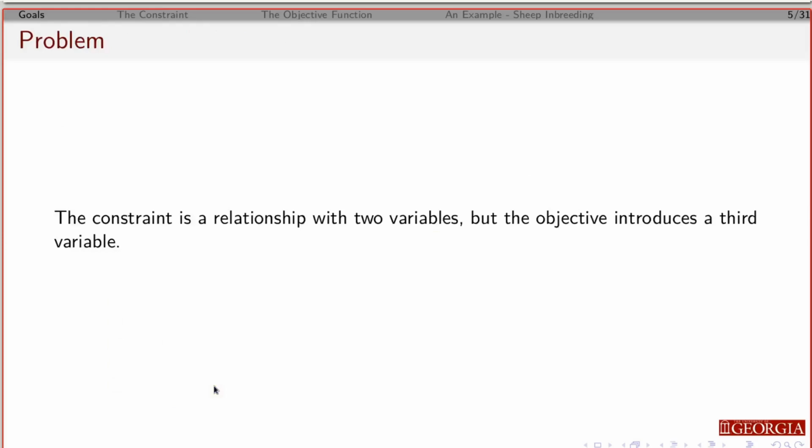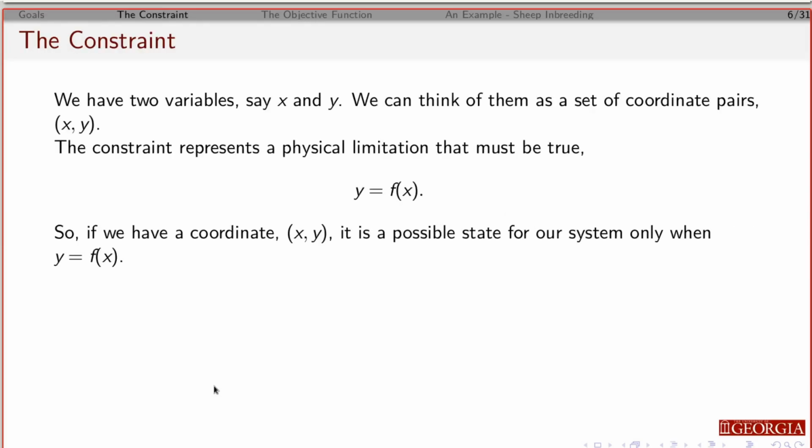Okay, so now there's a problem here. The discussion on the previous page, we just talked about three different things. We talked about the constraint, which is something that binds two variables together, but the objective brings in some new variable, like the cost or money or time or area, and that's going to depend on the other two variables. So there's three variables going on here, and we've got to figure out how do we talk about those three things together.